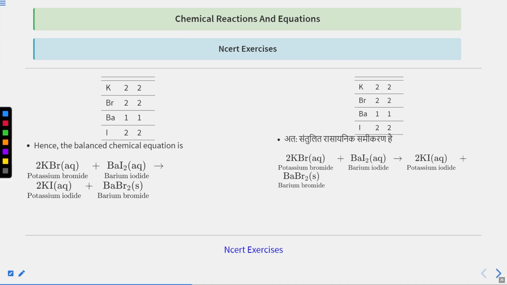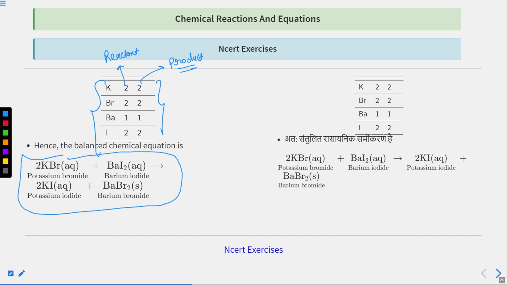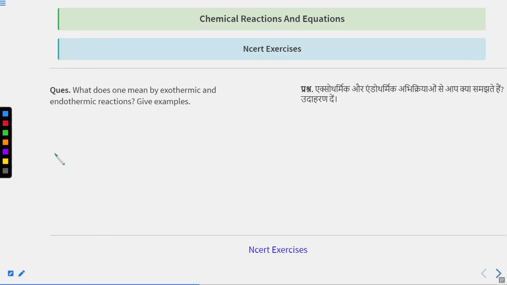You can see the number of atoms of each and every element on the reactant side, and this one is the product side. So this is the complete balanced chemical equation, which follows the law of conservation of mass. According to that, matter can neither be created nor destroyed. That means the total number of atoms of each and every element on the reactant side and product side are equal. I hope this is clear to all of you.